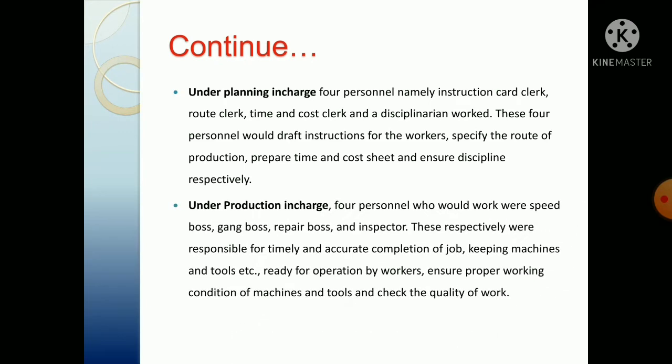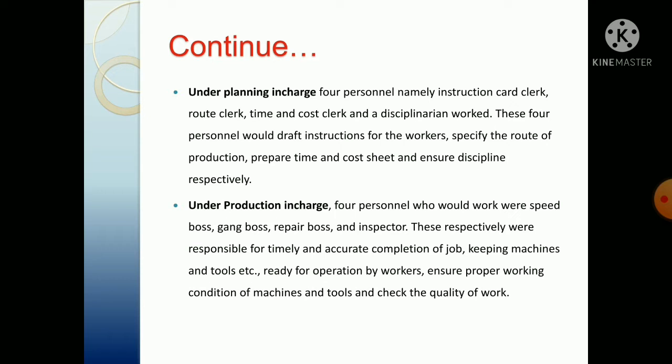Next, under the production in charge, 4 personnel will be included. That is the speed boss, who is responsible for the timely and accurate completion of the job. Gang boss, keeping the machines and tools etc. ready for operation by the workers. The repair boss will ensure the proper working condition of the machines. He will look into whether it is working in a proper way or not. And the last, the inspector will check the quality of the work.